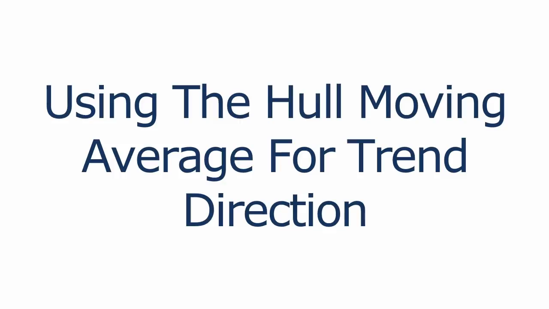Well, how do we use the Hull moving average? Well, we can use it for trend direction like we can every other moving average. And most traders like to use averages for trend direction. Generally, you're going to want to use a longer setting to determine the trend direction, as opposed to using the default setting of this indicator, which is 9.